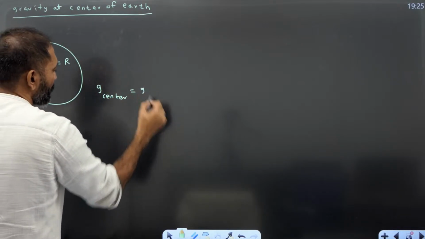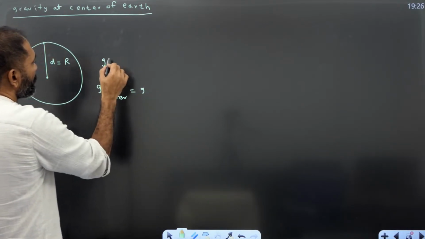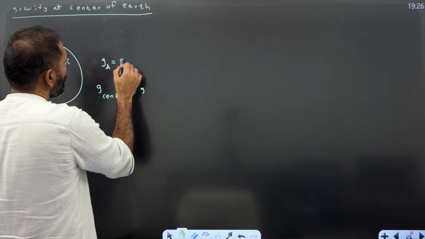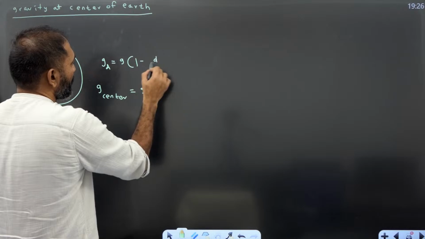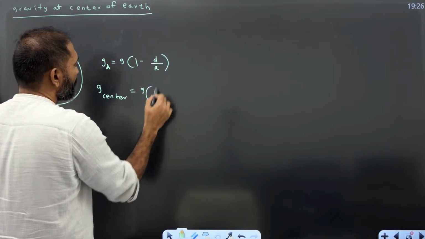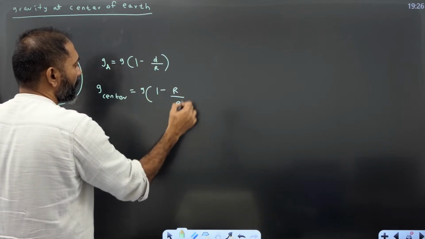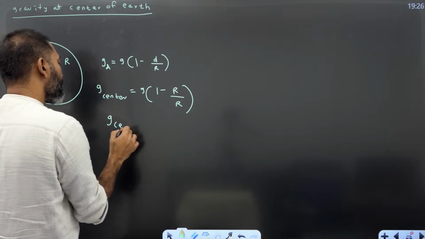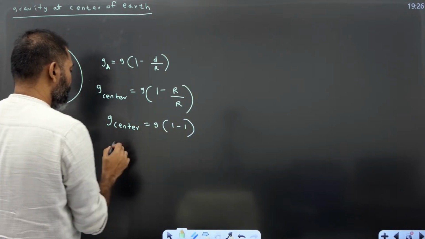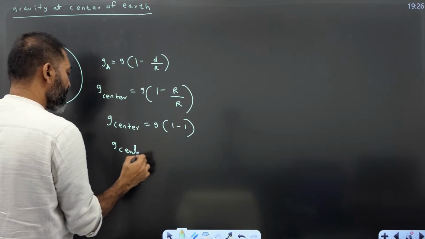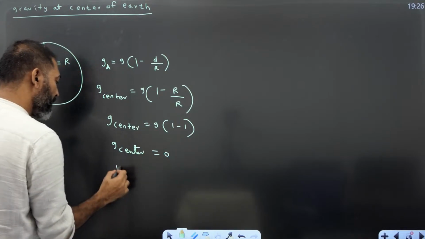Gravity at depth is equal to g into 1 minus d by R. Gravity at the center means g into 1 minus R by R. So gravity at the center is equal to gravity on the surface into 1 minus 1. So gravity at the center is equal to 0.